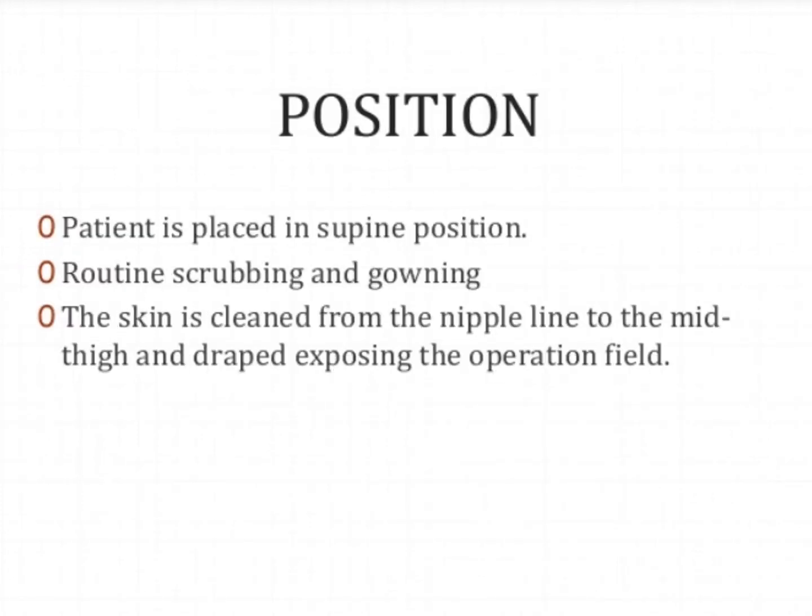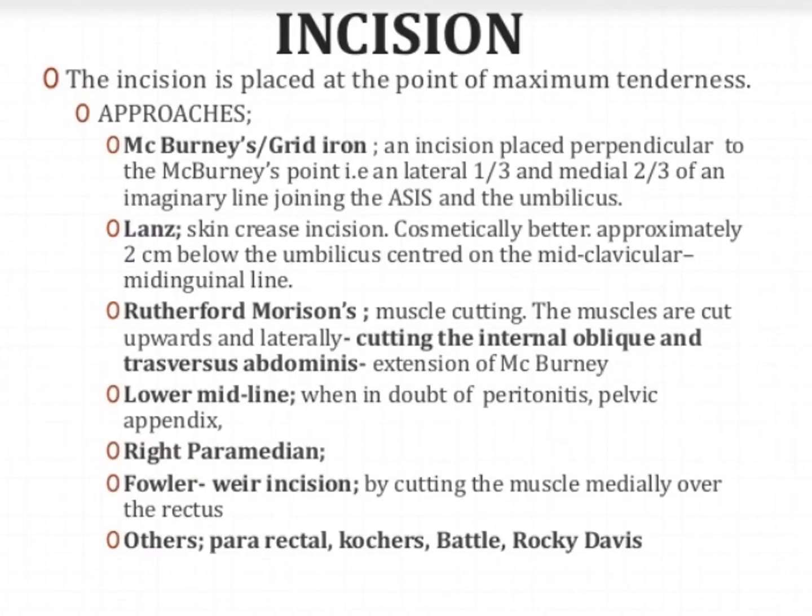The patient is placed in the supine position, painting and draping is done. Skin preparation is done from the nipple line to the mid thigh. There are various incisions that can be given for performing the appendicectomy. The most preferred is McBurney's incision or gridiron incision. In this, the incision is placed perpendicular to McBurney's point.